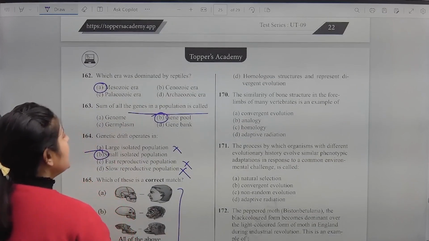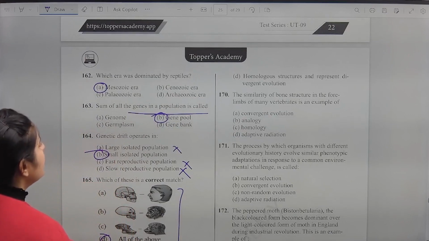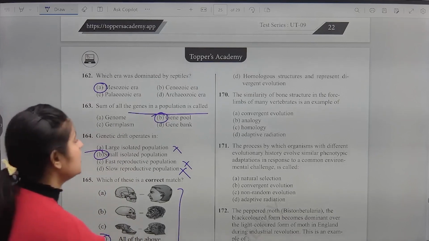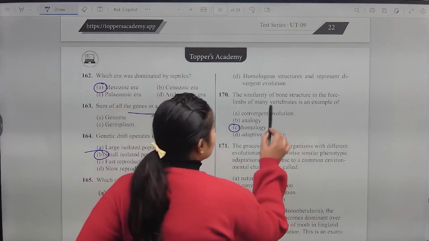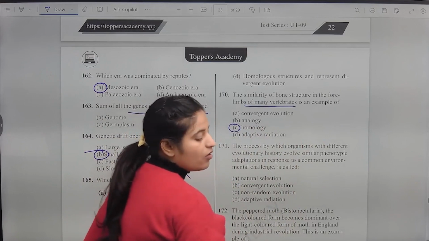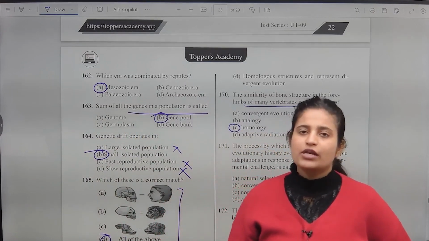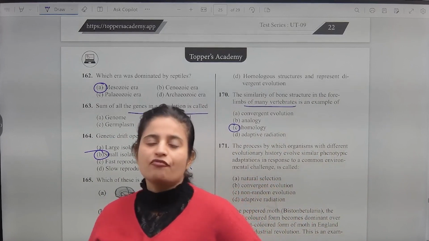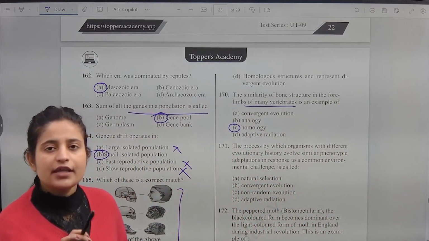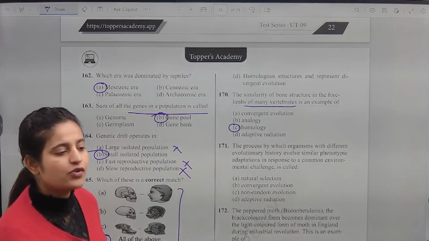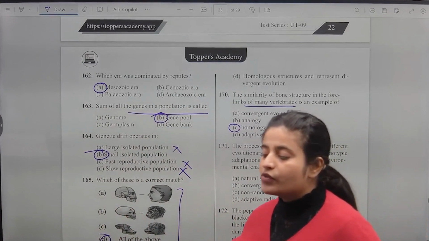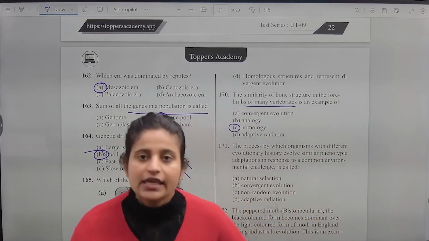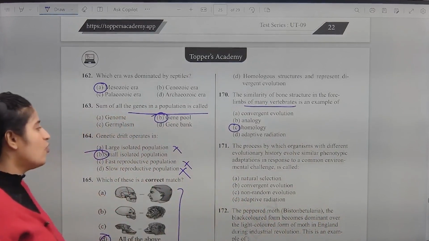Next is, the similarity of bone structure in forelimbs of many vertebrates is an example of homology. Why homology? Because in homology, the origin is the same but the function is different. If I give you examples of the limbs of man, cheetah, and whales, they all use their limbs for different purposes. One uses them for grasping things, one for swimming, one for running, but their origin is the same. That's why they belong to homology.